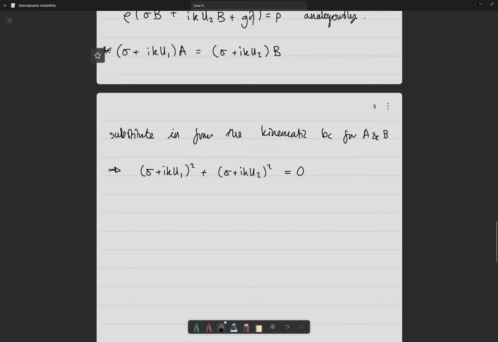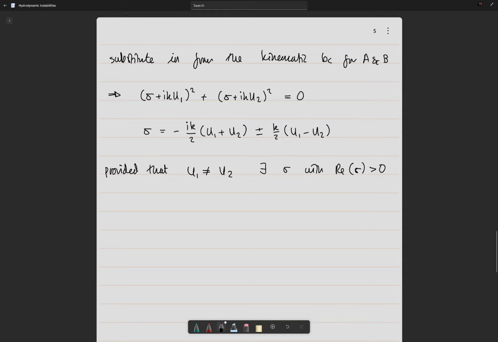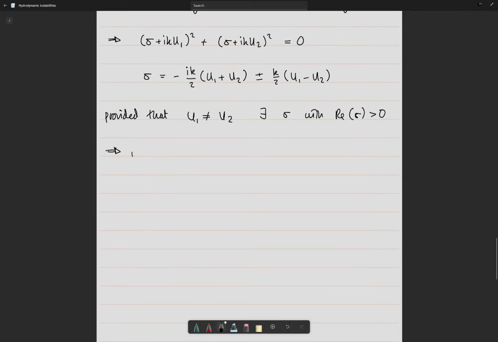So this is a quadratic, and we can solve this quadratic with the quadratic formula. I'm not going to actually solve it here because I've quite helpfully got it written down next to me. And sigma is just equal to minus ik over 2 times u1 plus u2, plus or minus k over 2 times u1 minus u2. Okay, so provided that u1 does not equal u2, there exists a sigma with the real part of sigma greater than 0. That implies instability.